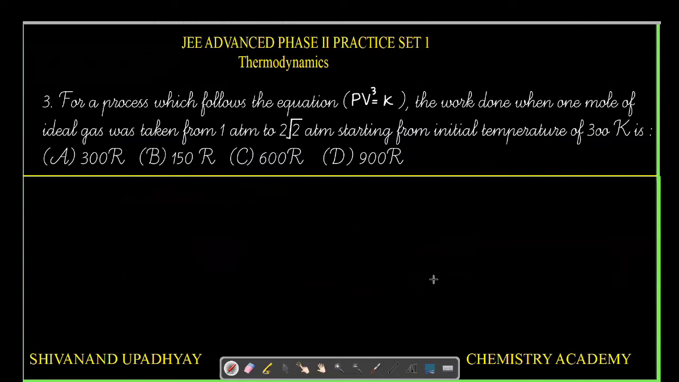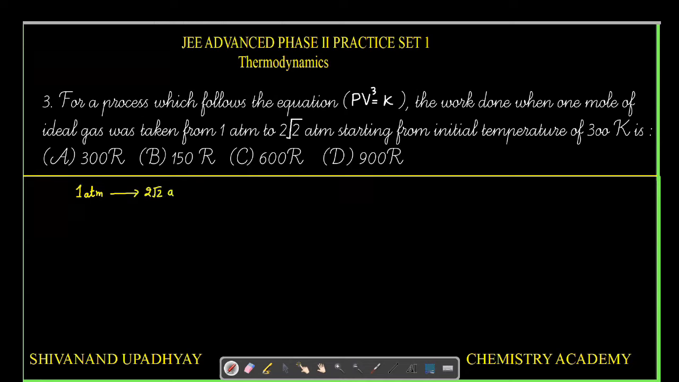So now this ideal gas is participating in a polytropic process. So I can calculate for 1 mole of ideal gas, not mentioning which type of ideal gas it is. And they are asking what is the work done. So here we can say that the pressure is increasing, so volume must be decreasing. Pressure is 1 atm to 2√2 atm.